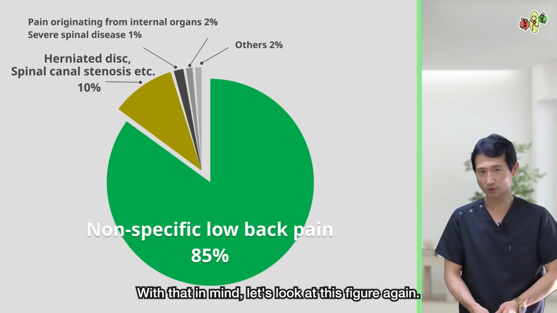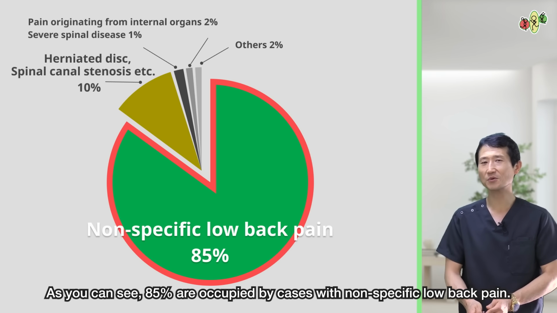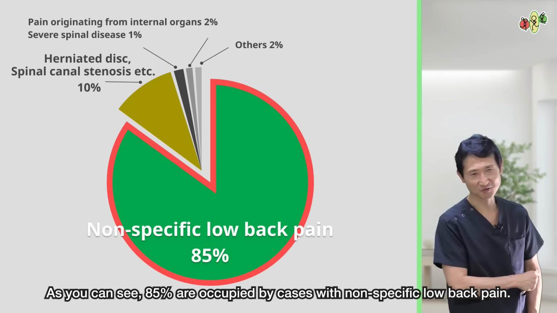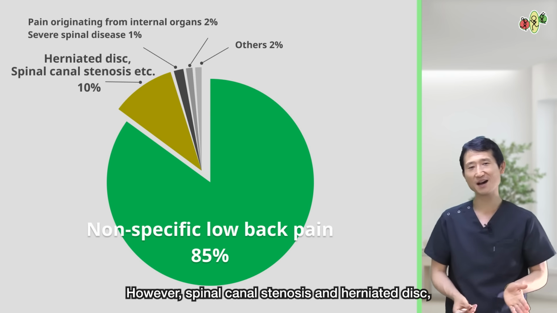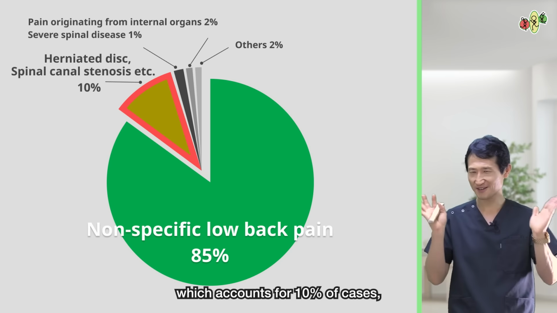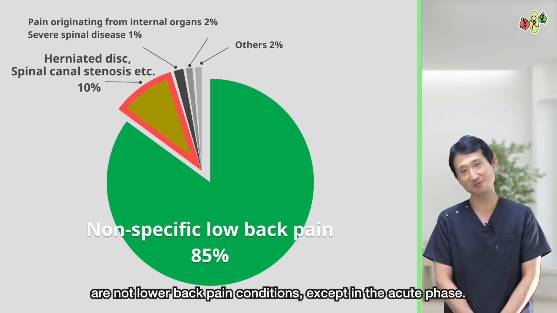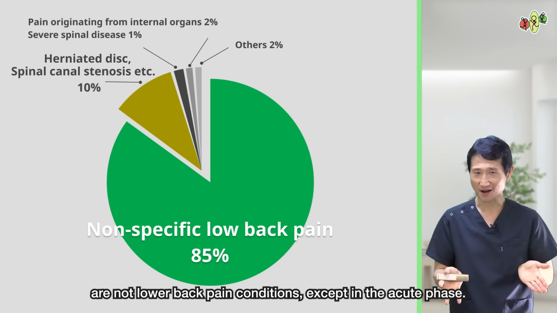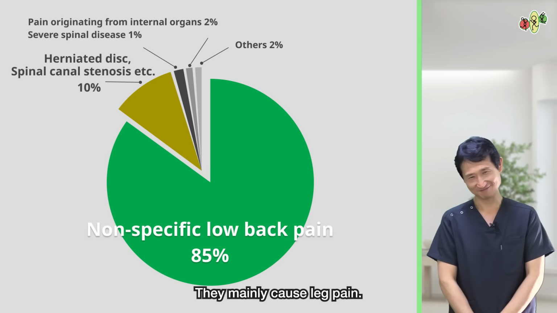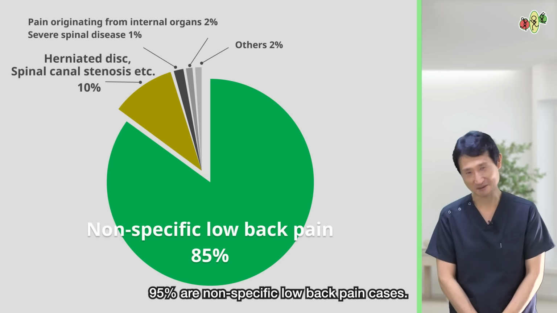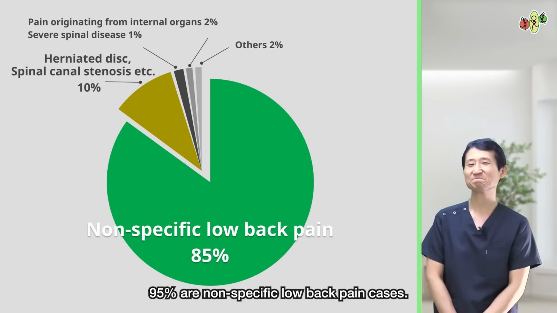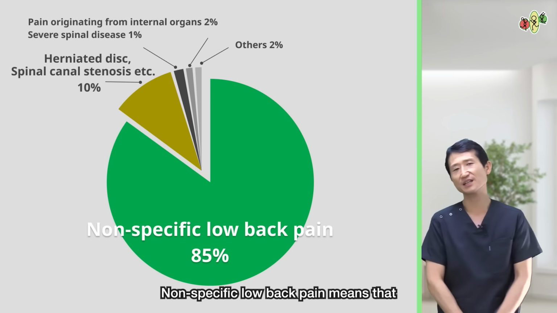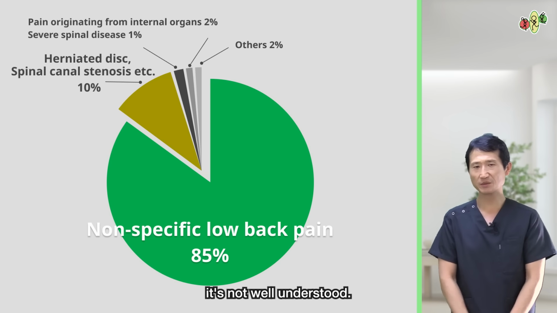With that in mind, let's look at this figure again. As you can see, 85% are occupied by cases with non-specific low back pain. However, spinal canal stenosis and herniated disc, which accounts for 10% of cases, are not lower back pain conditions, except in the acute phase. They mainly cause leg pain. In other words, 95% are non-specific low back pain cases. Do you understand what this means? Non-specific low back pain means that it's not well understood.